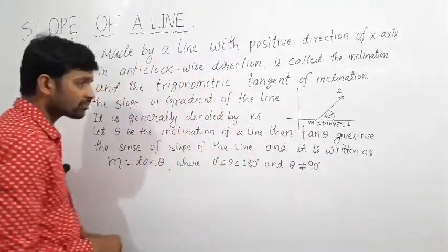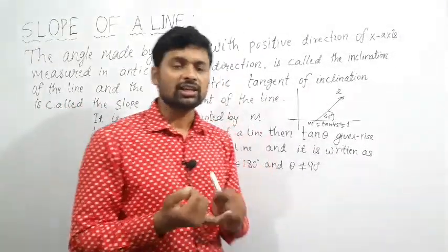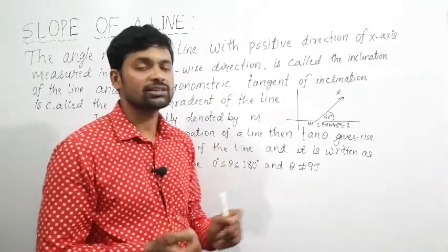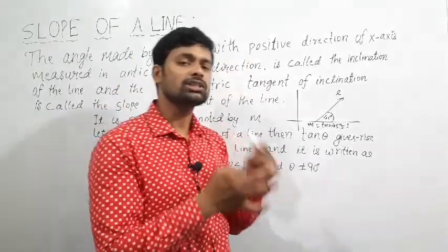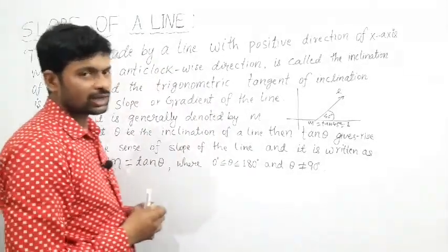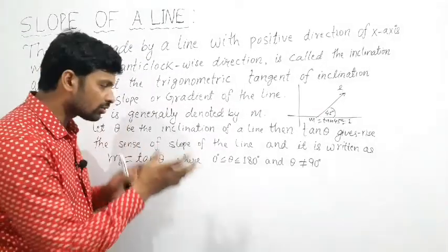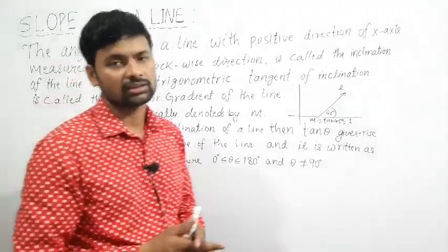So, keep in mind that theta is the inclination. Inclination is the angle made by a line with the positive direction of the x-axis measured in anti-clockwise direction, and the trigonometric tangent of theta, that means tan theta, gives the slope of a line.